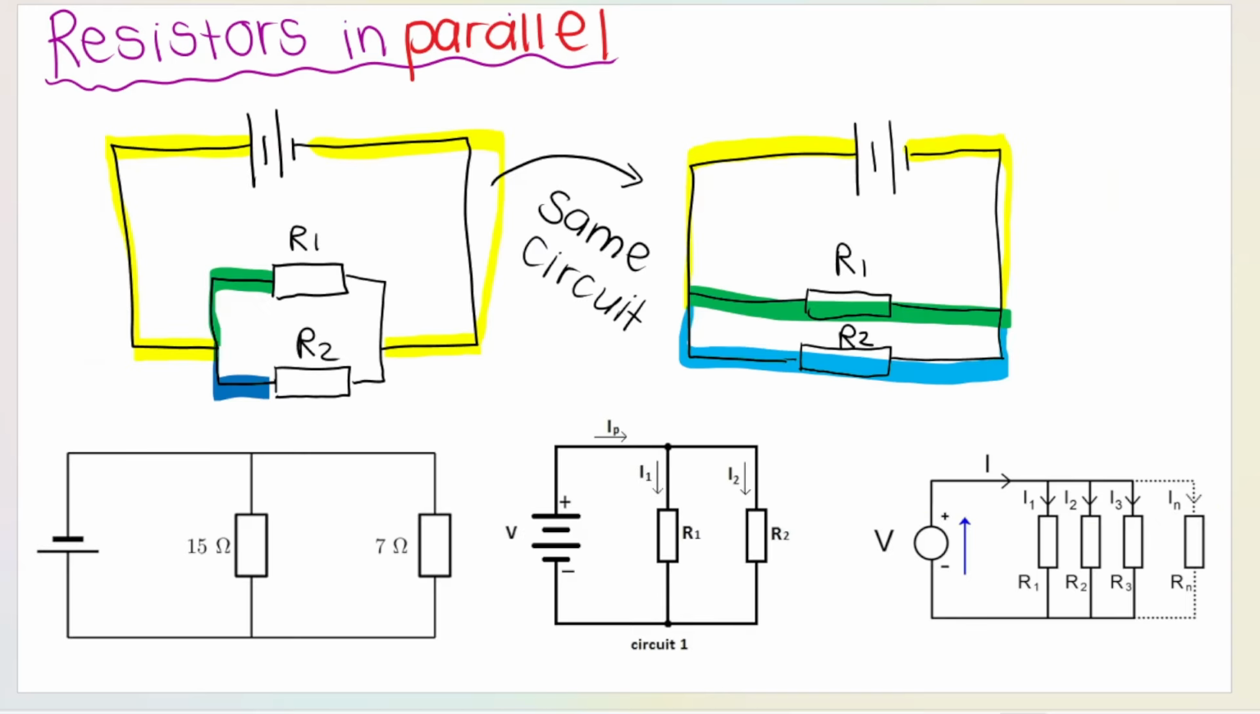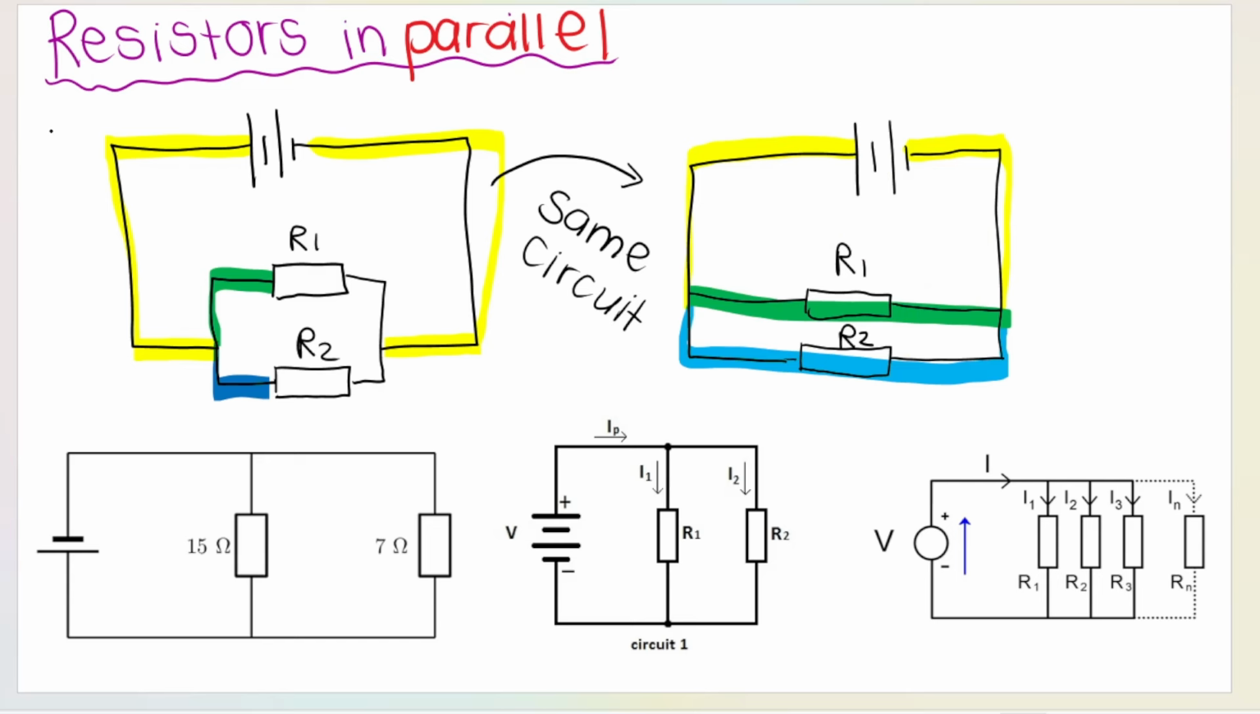A parallel connection is quite obvious to see. This and this over here represent the same circuit. The reason I drew both of them is that in some exams, textbooks, and study guides, you will see it represented like this, and in some books and past papers, like this, but they mean the same thing.